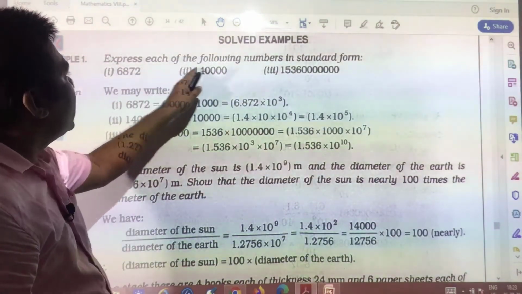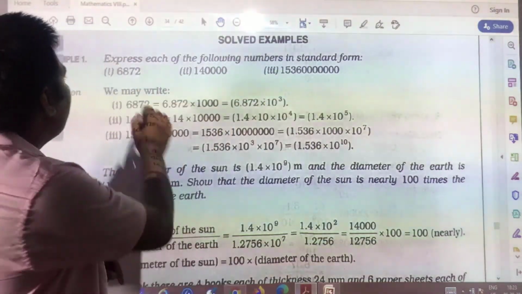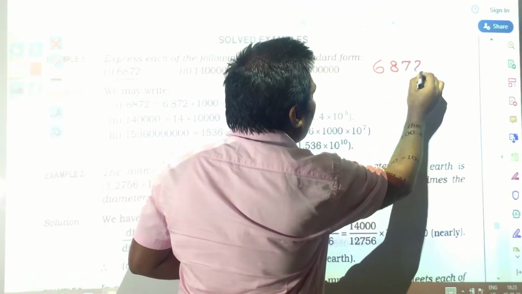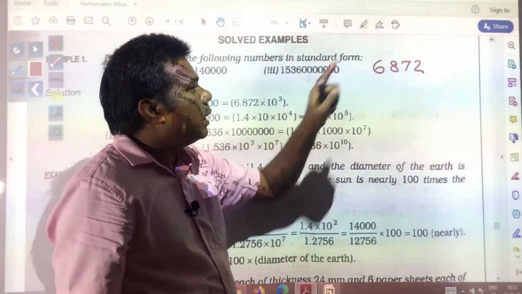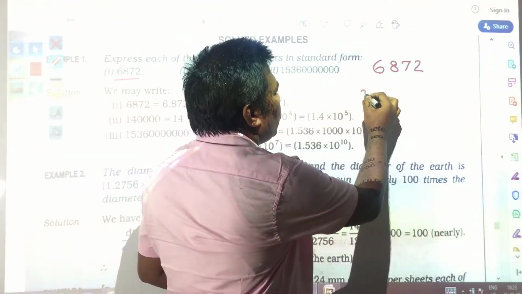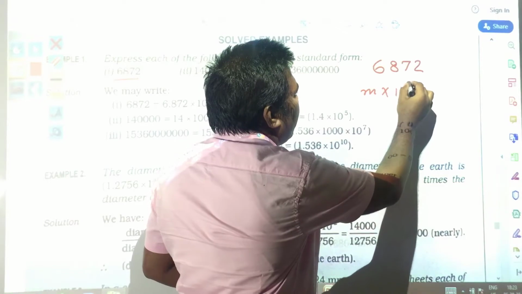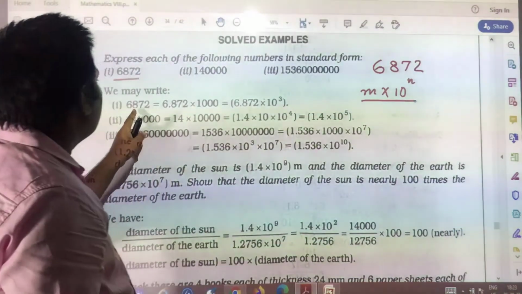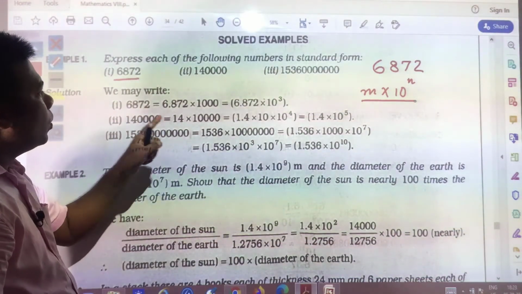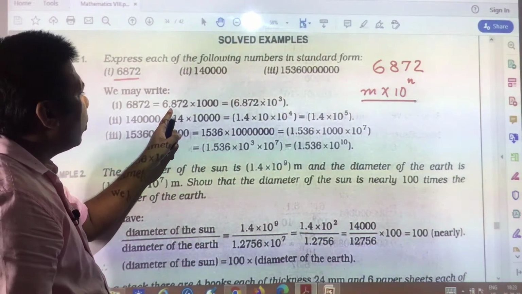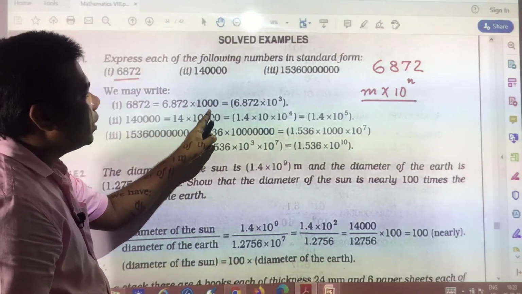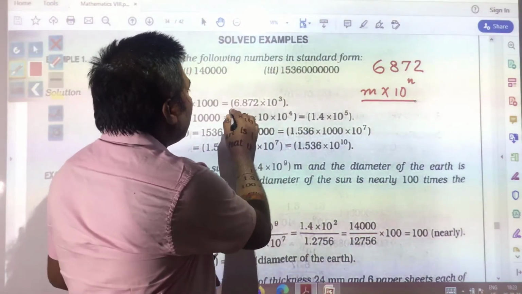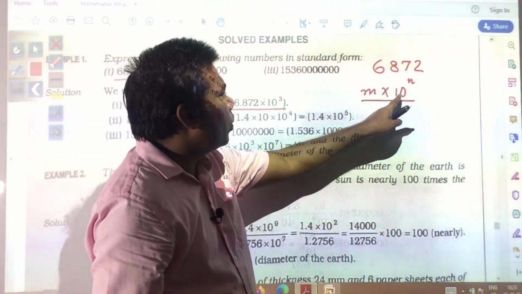Express each of the following numbers in standard form. The first number is 6872. If you want to express this in standard form, it should be in the form m into 10 to the power n. How will we do this? 6872 can be written as 6.872 into 1000, and that is equal to 6.872 into 10 to the power 3. So, you got it in the form m into 10 to the power n.